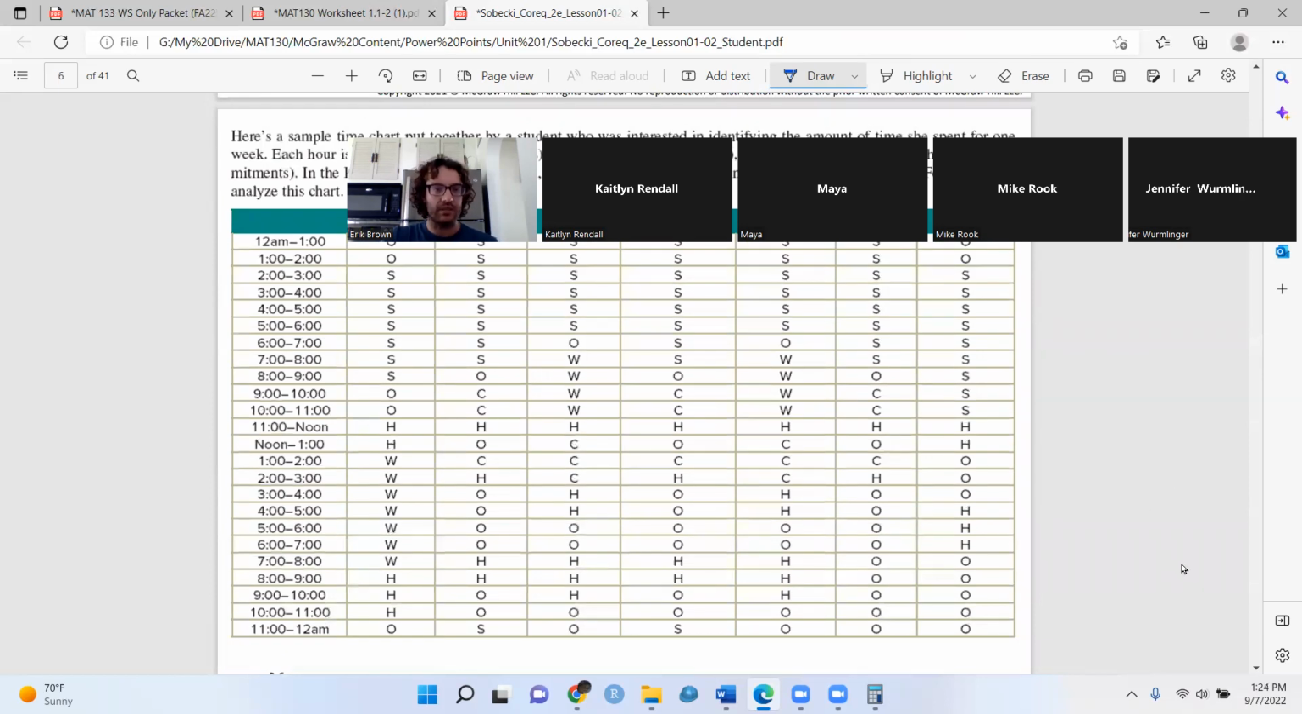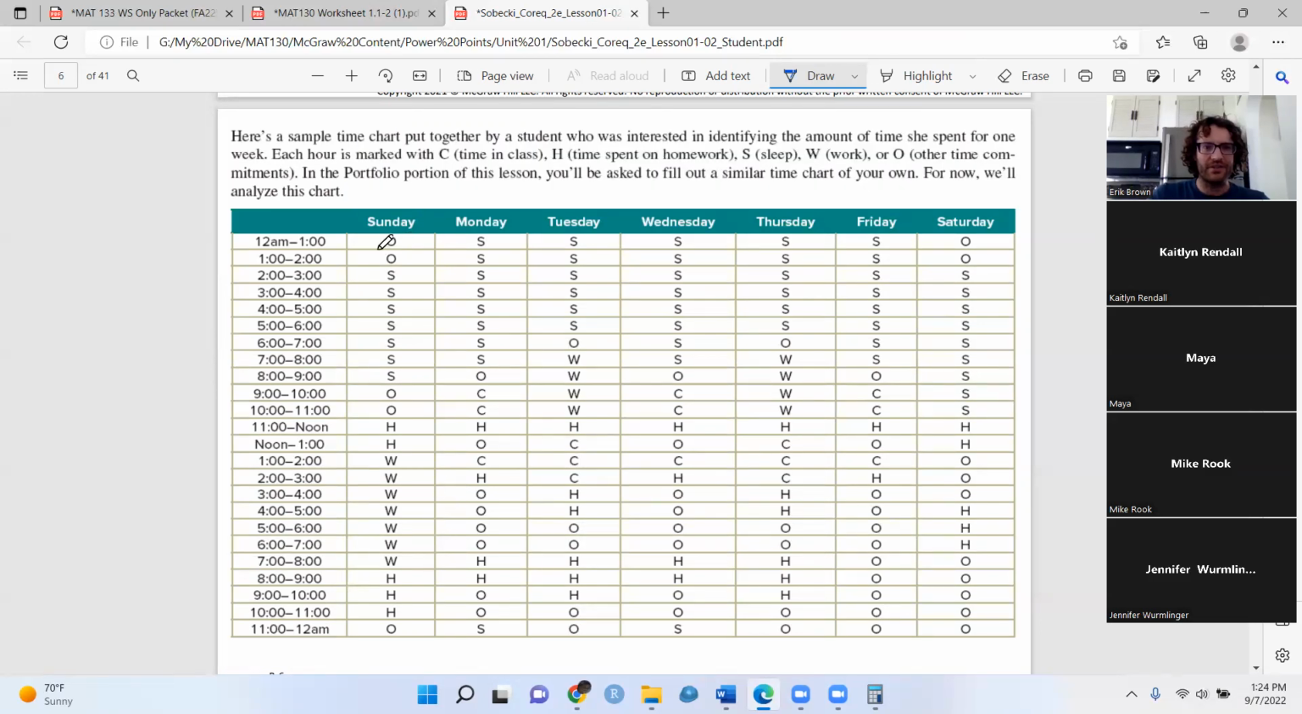So we're going to jump right to this. This is a sample time chart that a particular made-up student created. And I think it's kind of awful because they used letters for their different categories of time usage. So we have to go back up here to see that O stands for other time commitments, S is sleep, W is work, H is homework, and C is class time. Why not just put the words in there? Presumably they typed it, but whatever.